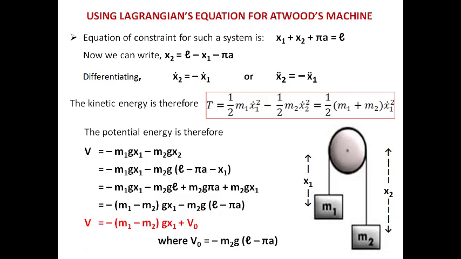If you go for second order differentiation, again the same case: x2 prime, x2 double prime will be equal to minus of x1 double prime, because x1 and x2 are the variables. Now I just start analyzing the kinetic energy of the system. We already know the kinetic energy term T will be equal to half mv square.